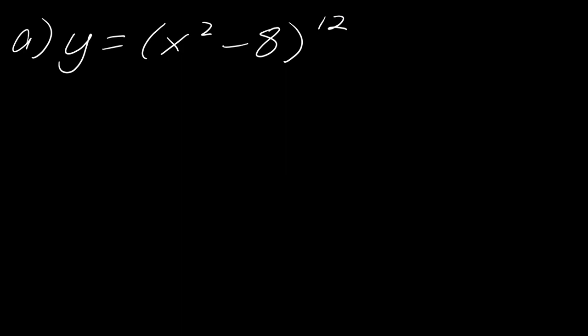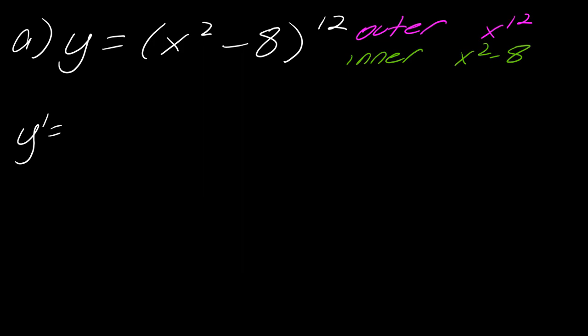In this case, the outer function, I'll use that pink color, is really this thing to the 12th. So you'd use the power rule on this. And then the inner function is what's in the parentheses, that's this x squared minus 8. So I'll just show you how the chain rule works. And if you're feeling like this is very complicated, don't worry, I'm going to break it down much farther. This is just a really quick showing you a few examples of how it works.